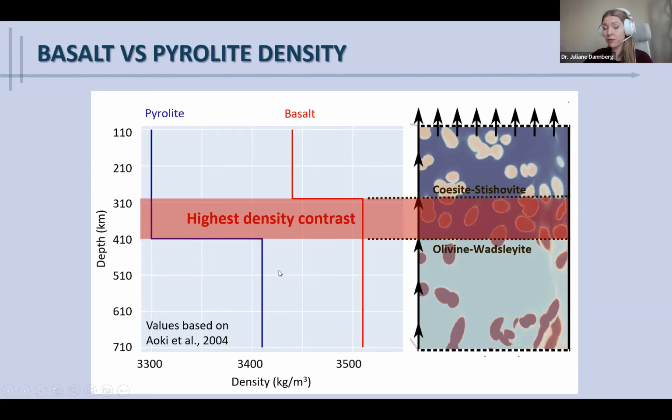And that can provide a mechanism for these basaltic heterogeneities to accumulate in that region, because, well, if they are denser up here, they might sink down. And if the density contrast is smaller down here, they are more likely to be carried up. And so then they might accumulate in this part of the mantle.